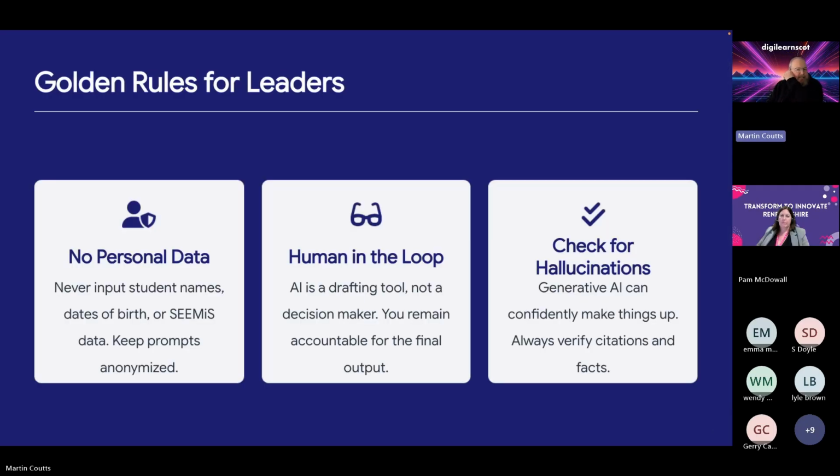So, as I say, the golden rule when using Google Gemini as a leader is, first of all, as I said, no personal or sensitive information, nothing from CMIS, nothing that includes names, dates of birth of teachers, pupils, dogs, anyone that is tied to the school. It should all be generic teaching and learning, school improvement plan, those types of things.